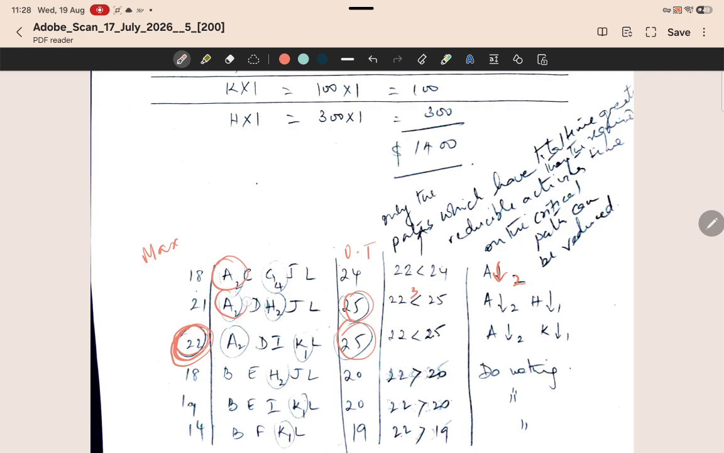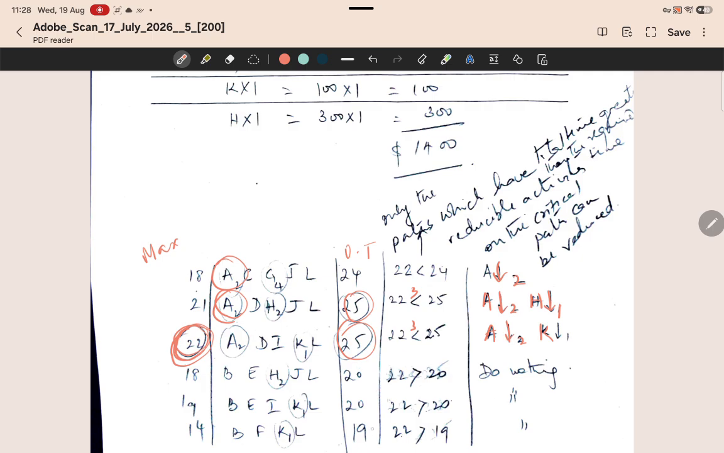Now A can be reduced, okay, and has already been reduced. So if something has already been reduced, you can take that because that's common along paths. And the other activity that is reducible is H here, so H by 1. Now if you look at the third path, 22 is less than 25 again by 3. A has already been reduced, and the only activity that now is reducible is K by 1.